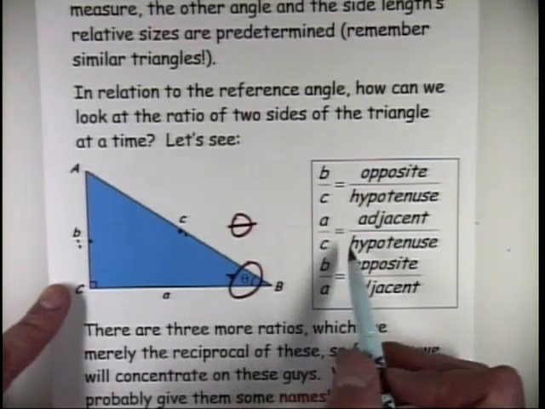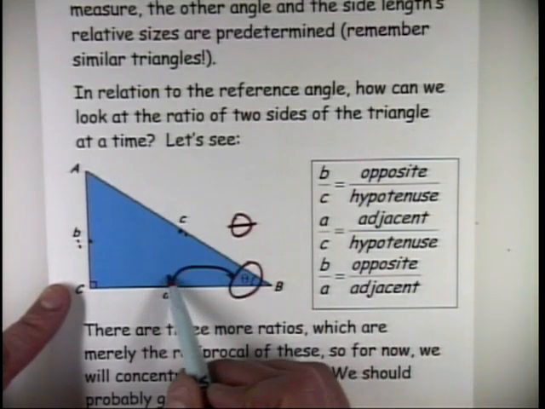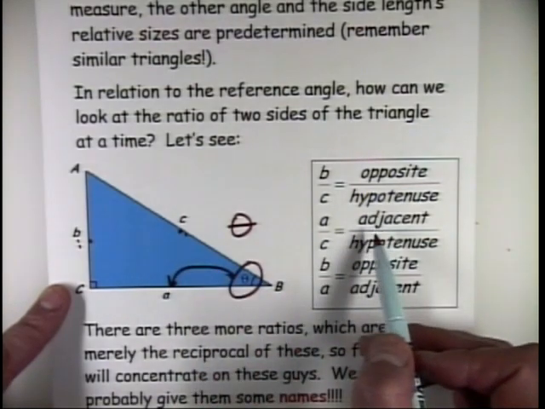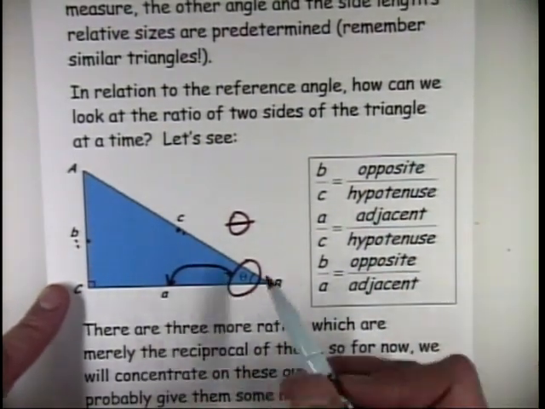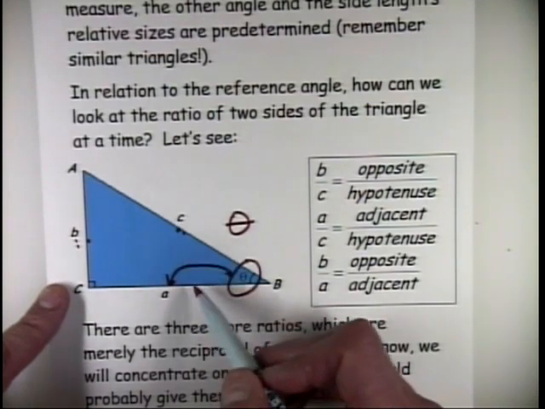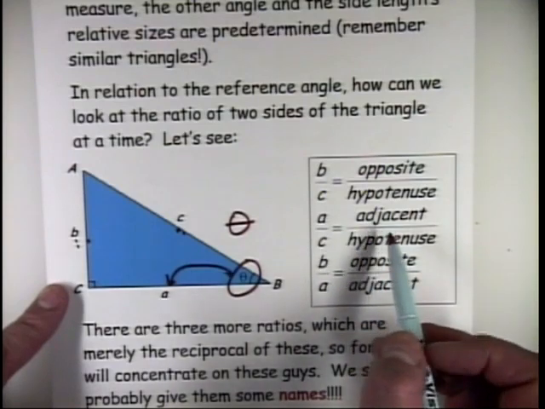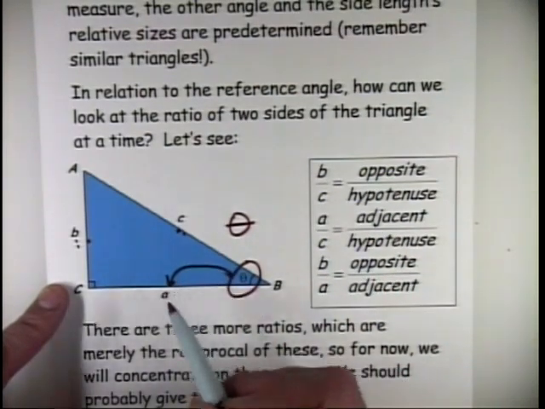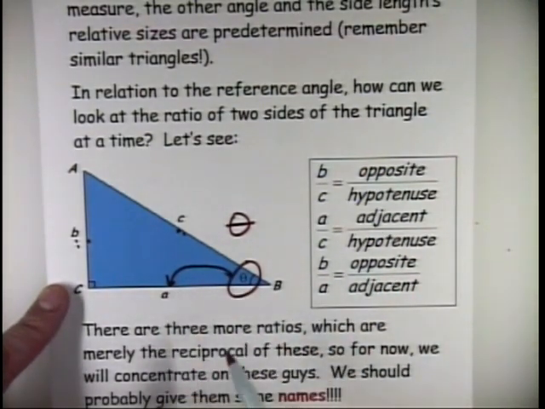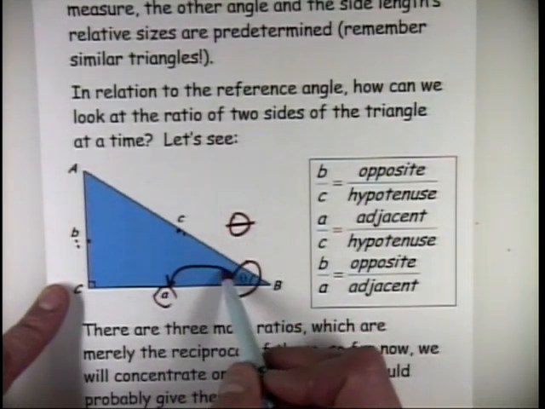We can also look at, in reference to this angle, the adjacent side. Now, adjacent is just a fancy name for next to. And if you look at this angle theta, there's actually two sides that are adjacent to it. But one of them is the hypotenuse. So when we say adjacent side, we mean the adjacent side that is not the hypotenuse. Okay? So I can look at the adjacent side, which is A in this case, to the hypotenuse.